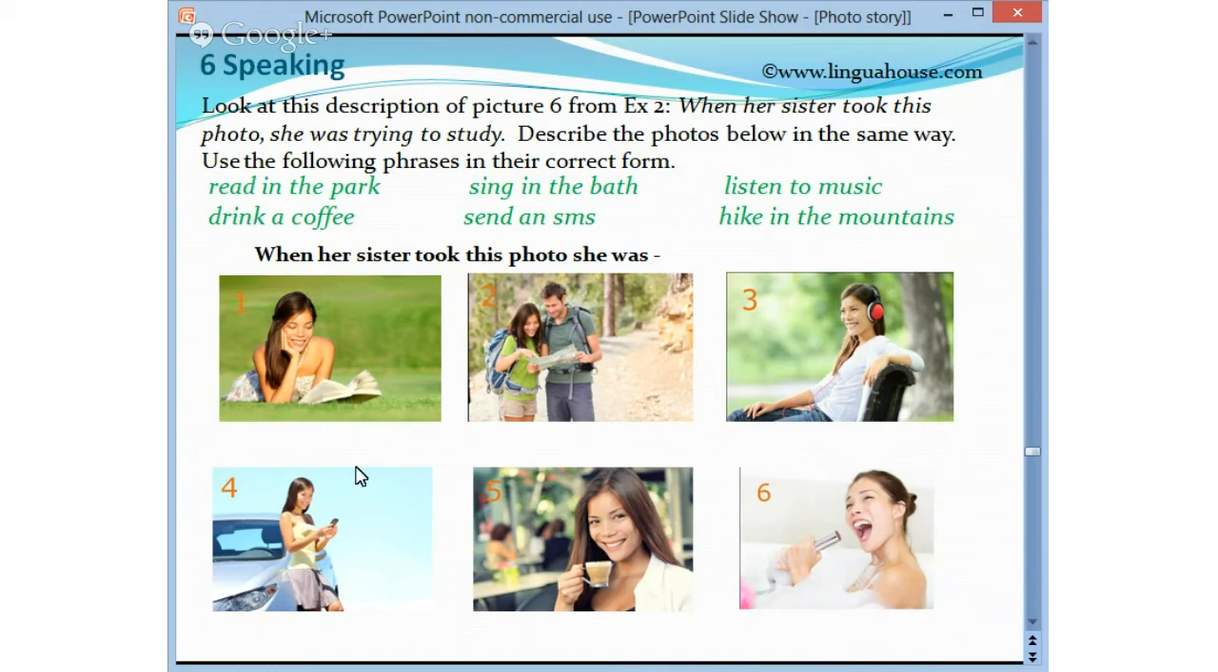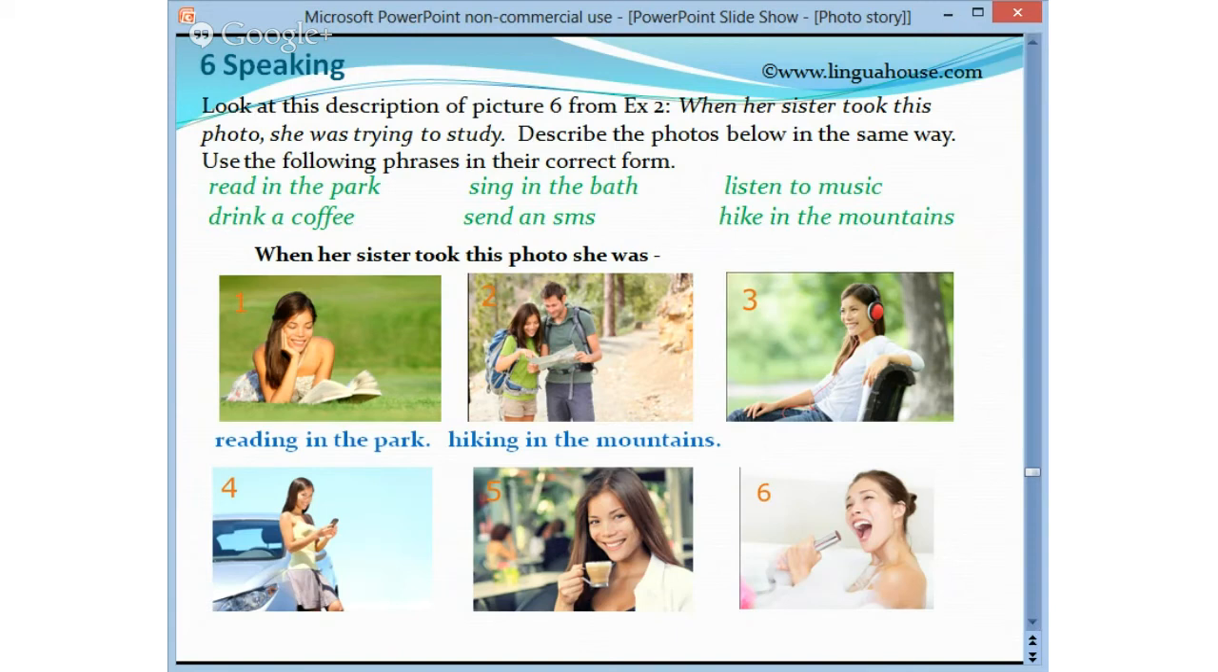Juan, can you try number one, please? When her sister took the photo, she was reading in the park. Good. She was reading in the park. Very good. Okay. Number two. When her sister took the photo, she was hiking in the mountains. Very good.